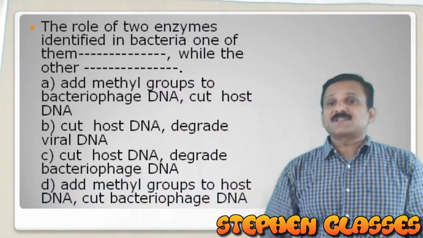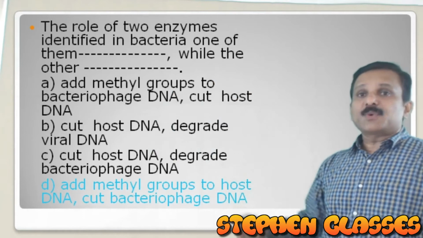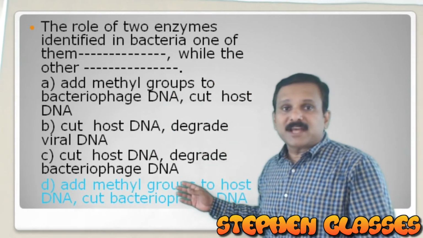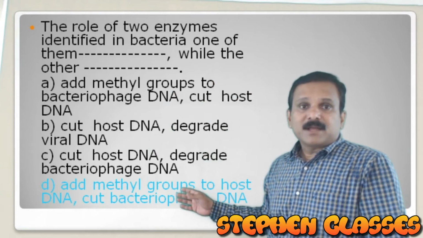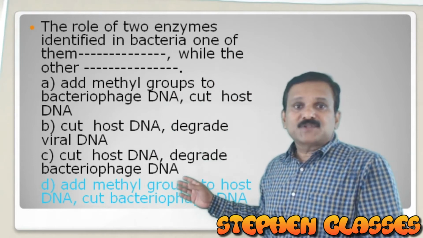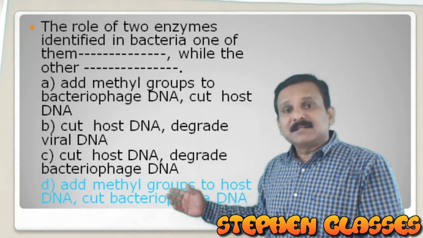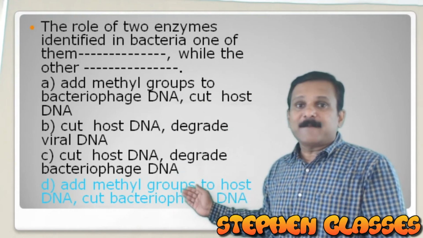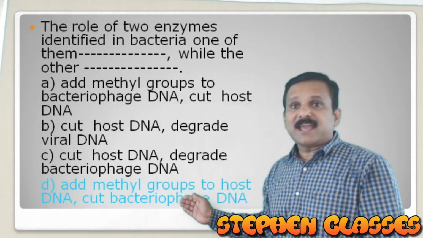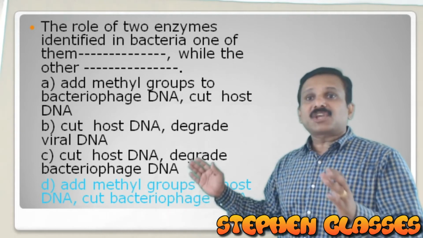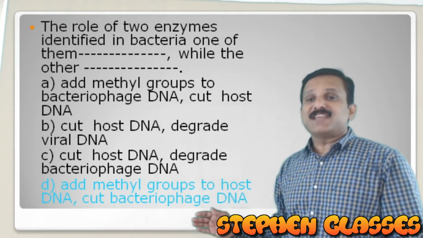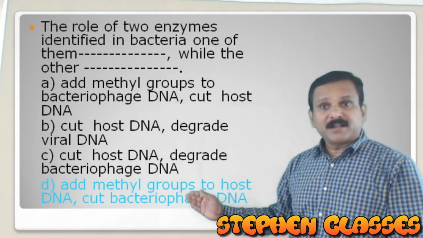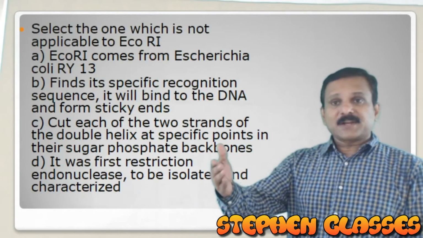So moving on to the question now. The role of the two enzymes identified. Okay, so our answer will be option D over here. One of them will add methyl groups to the host DNA and the other will cut the bacteriophage DNA. So that is our correct answer. And by cutting the bacteriophage DNA, actually there will be degradation of the viral DNA or bacteriophage DNA. You got it? So the answer for this question will be option D. Now we move on to the second question.